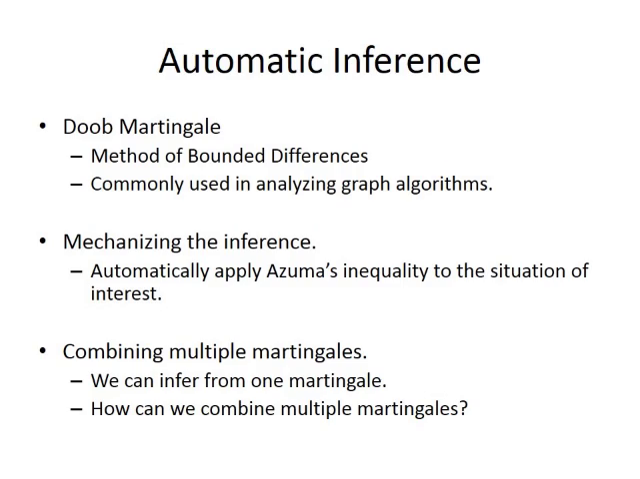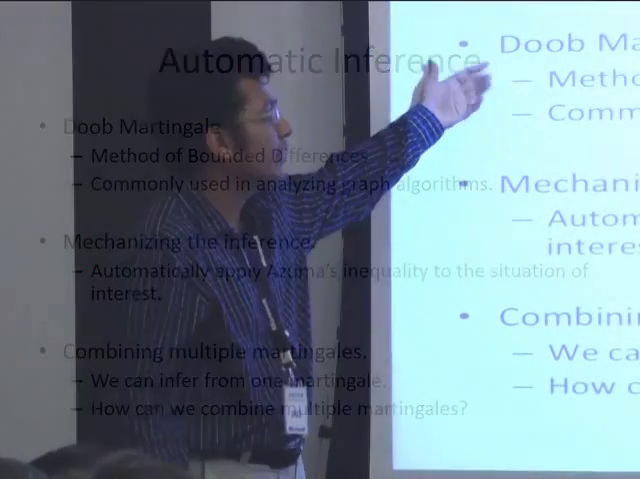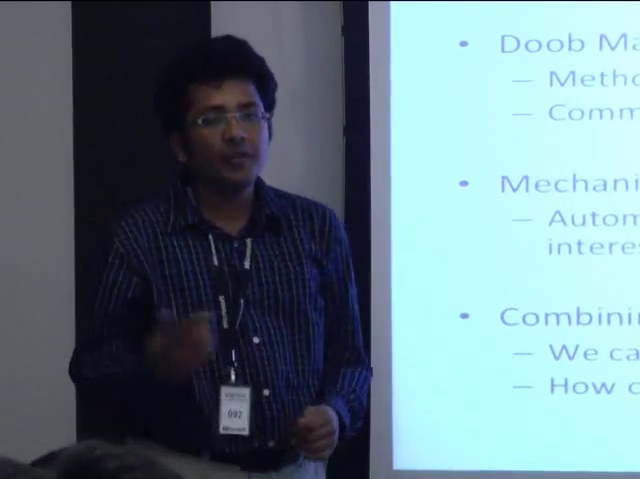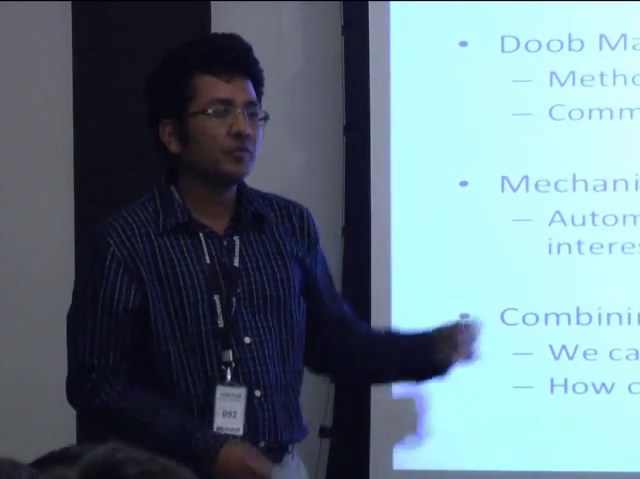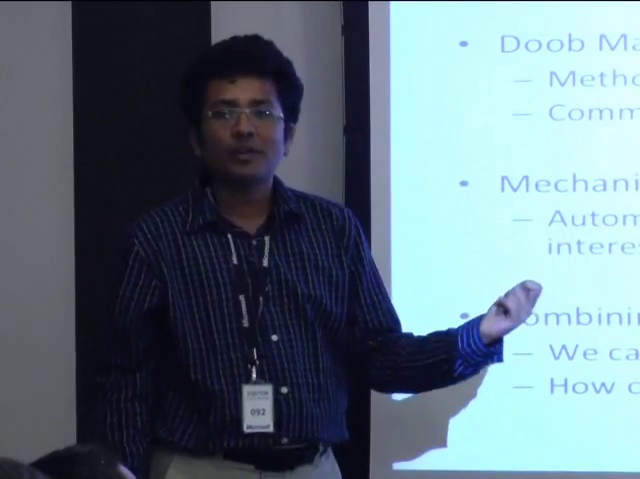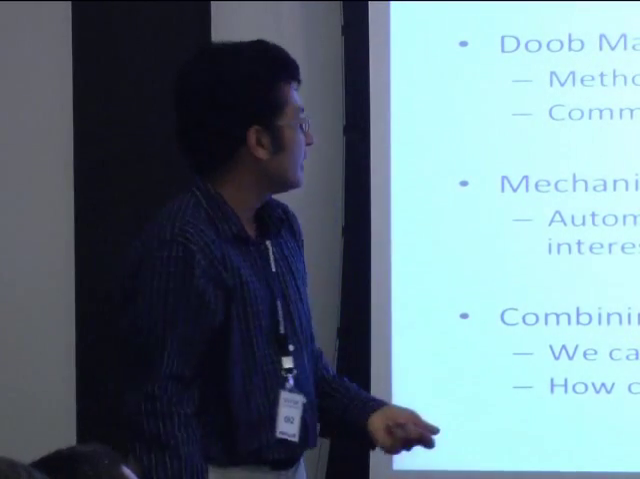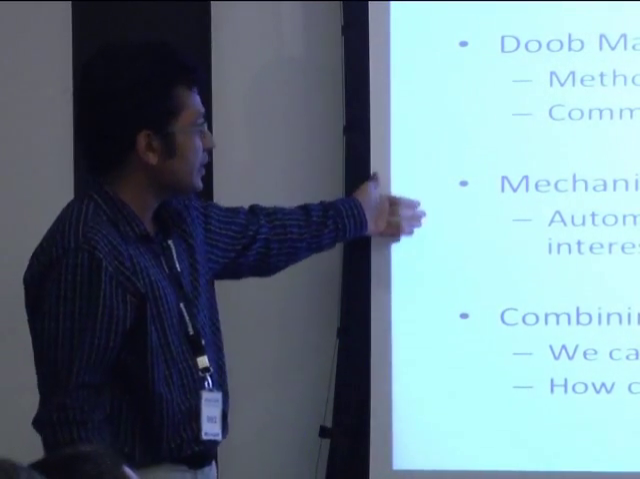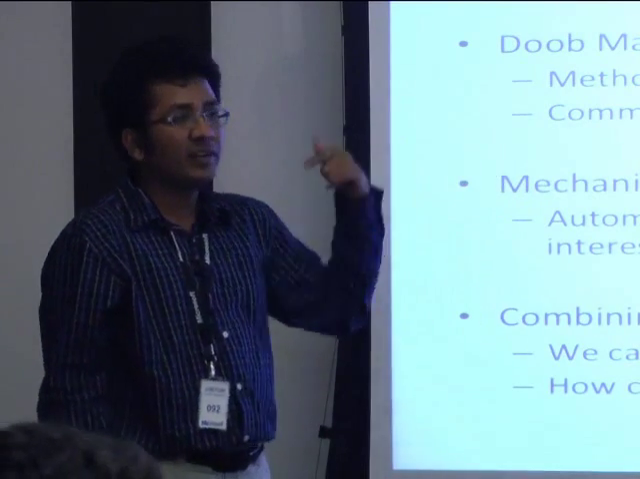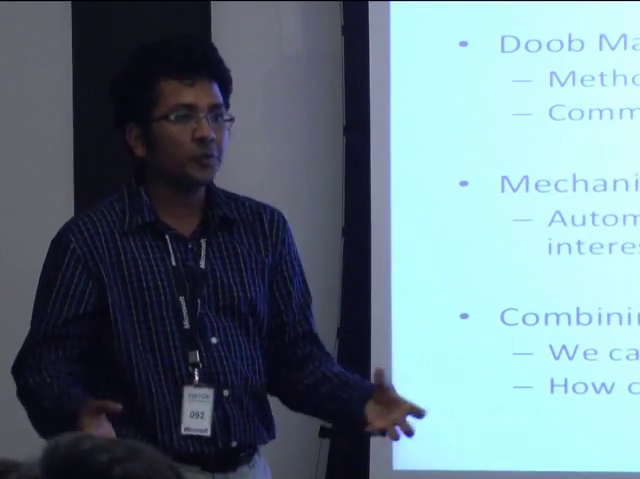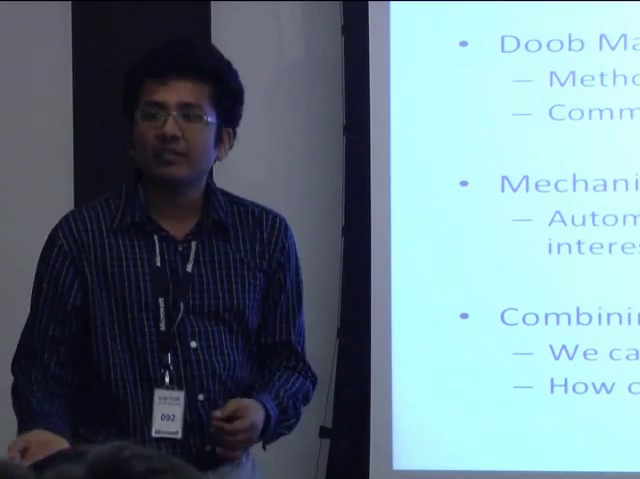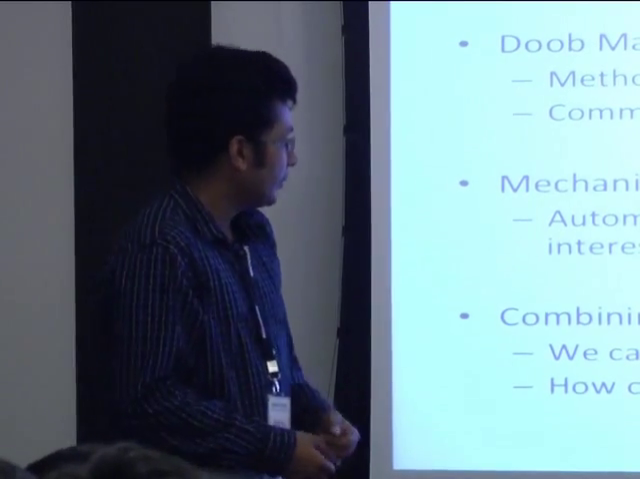What are we doing right now? We are doing some interesting things with what's called the Doob martingale method of bounded differences. If you take up any book on randomized algorithms, you'll find a chapter on it. It's a wonderful idea, and we are trying to mechanize it. We are trying to mechanize the inference so that we can apply whatever I told you much more robustly to a larger variety of programs.